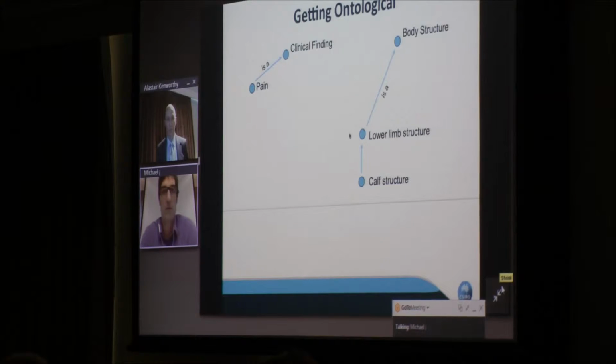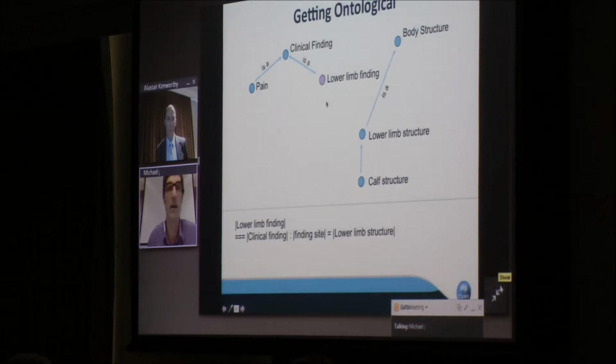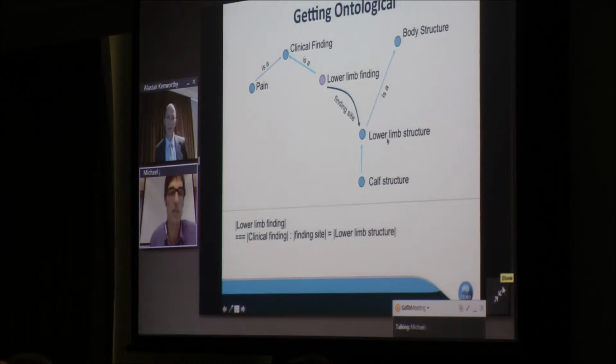So we now get a little bit deeper into how this works, but without getting into all the maths. I've got a simple example to walk through. Here we have some primitive concepts: pain, which is a clinical finding, and body structures of a lower limb structure and a calf structure. And we're going to look at this new fully defined concept, a lower limb finding, which we define as being a kind of clinical finding and having a finding site of a lower limb structure. And down the bottom here, you'll see the post-coordination syntax without the SNOMED IDs, just for readability.